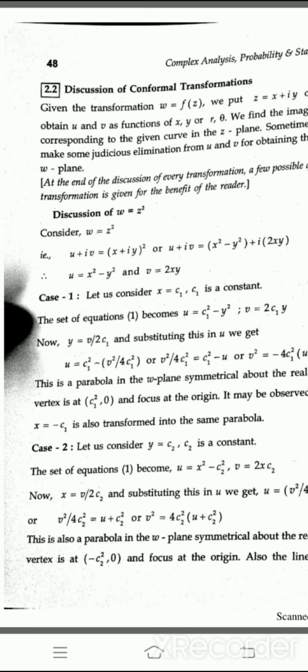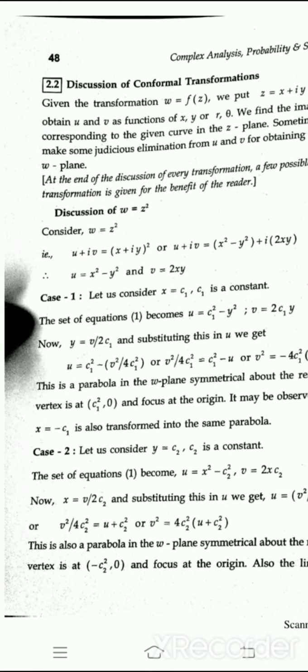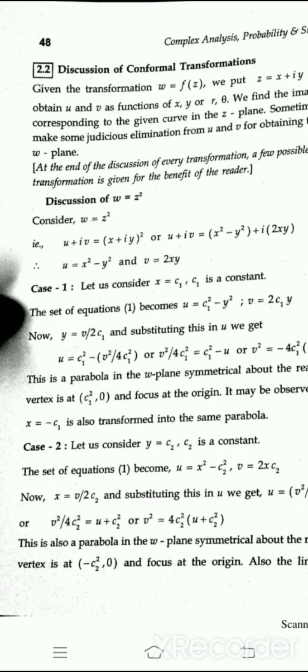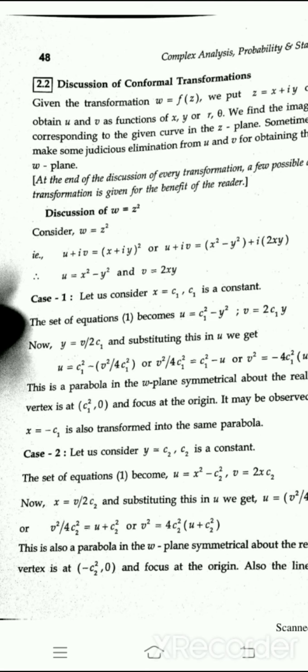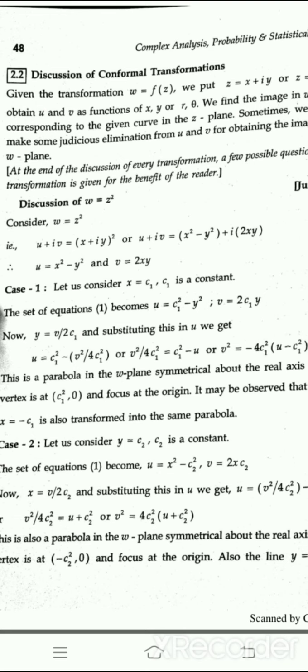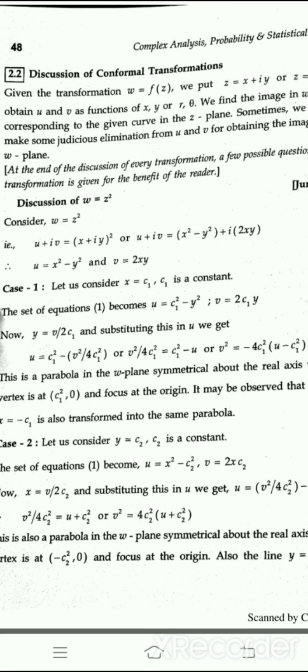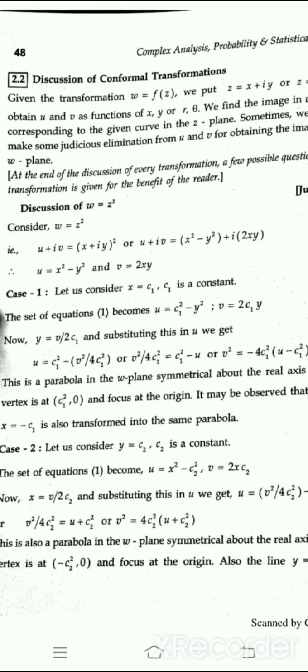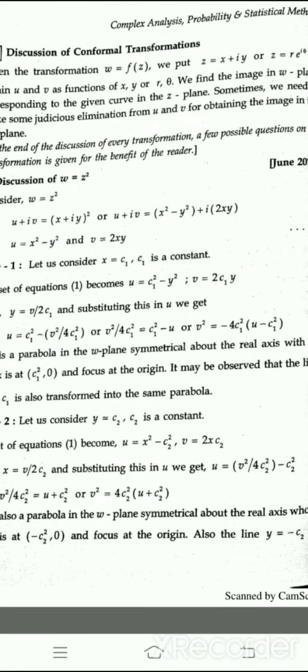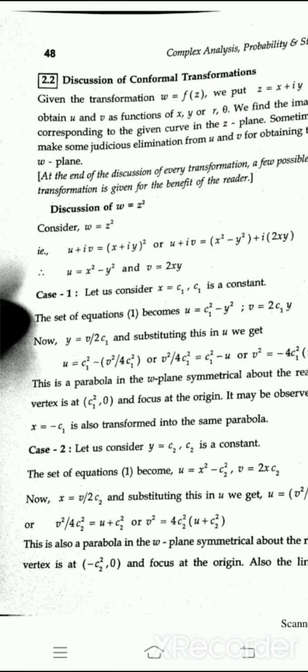First take case 1. Let us consider x is equal to c1, where c1 is any constant. The set of equations 1 becomes u is equal to c1 square minus y square, v is equal to 2 c1 y. Now y is equal to v by 2 c1, and substituting this in u, we get u is equal to c1 square minus v square by 4 c1 square, or v square is equal to minus 4 c1 square into u minus c1 square. This is transformed into a parabola.